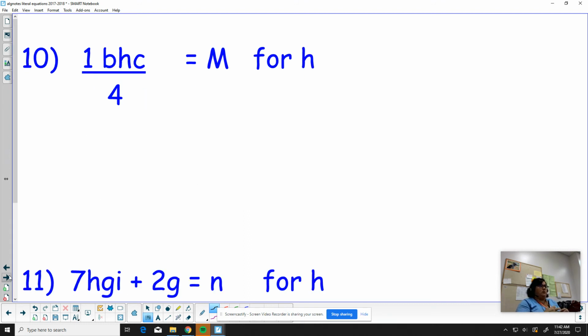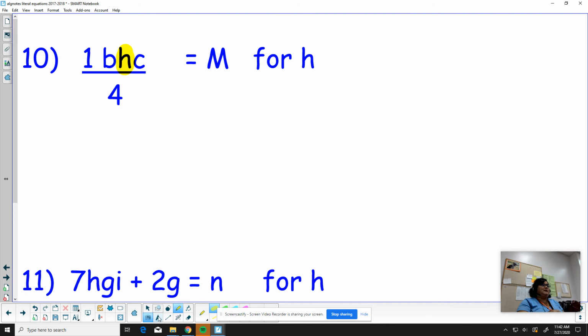Okay, let's try this one, the ones with the fractions. Number 10. It says bhc over 4 equals m, and I want to solve for h. So I want this h alone. I want the 1/4, the b, and the c on the other side with the m.